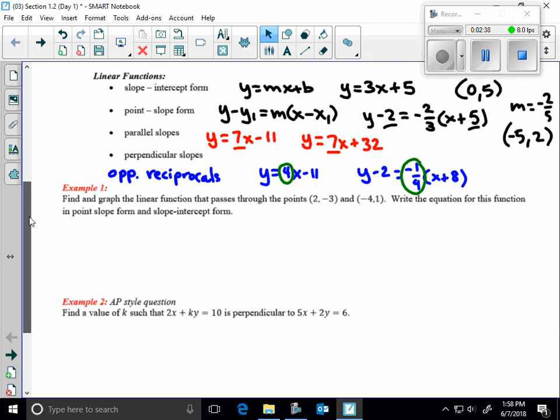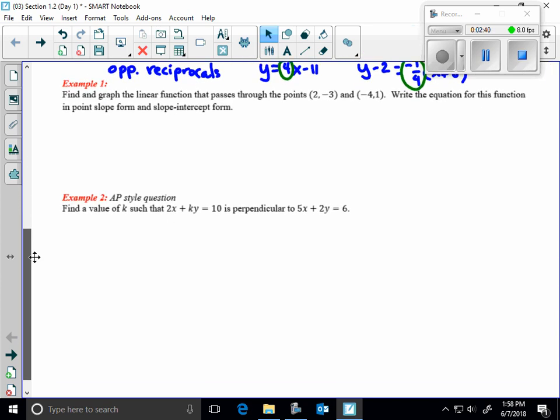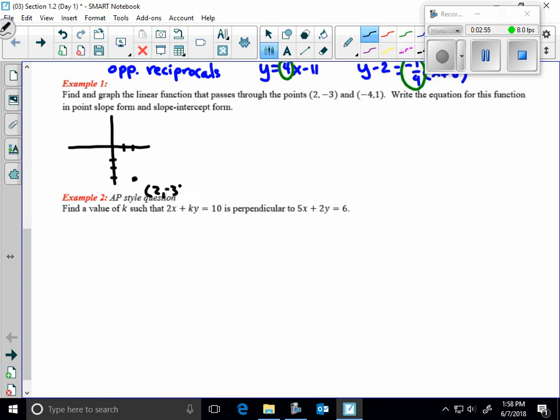Let's find and graph the linear function that passes through those points. Write the equation of this function in point-slope form and then slope-intercept form. So let's sketch it. Right 2, down 3. There's the point (2, negative 3). And then negative 4, up 1. Negative 4, 1. Before I do anything, I probably want to find the slope of that line.